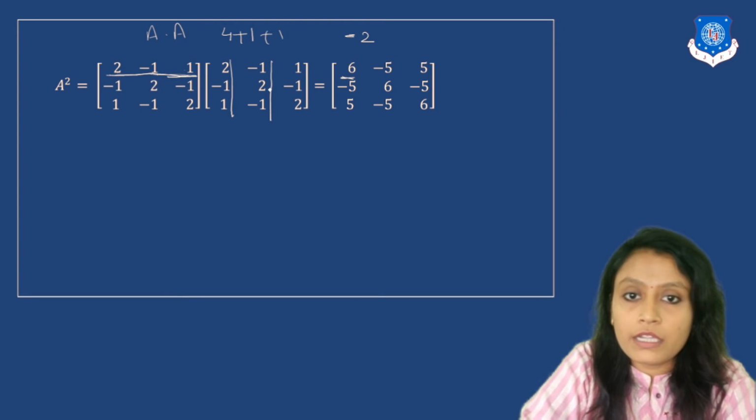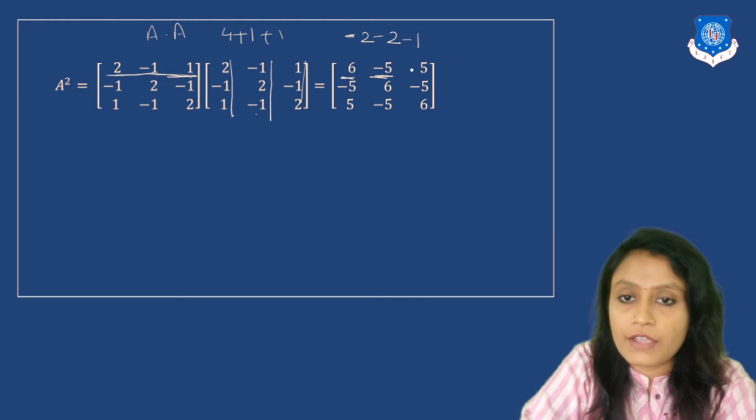Then minus 1 into 2, okay, so it will give you minus 2 and plus 1 into minus 1. So it will give you minus 1. Simplify this, so you will get minus 5. Okay, so similarly you have to consider this row and this column and you have to solve.